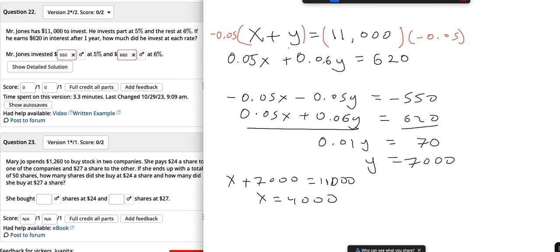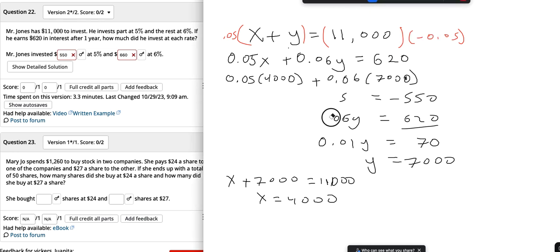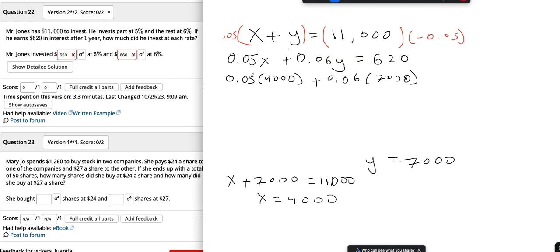So what this equation right here is doing, and if you have a calculator handy, do this with me: we're taking 5% of the 4,000 and then 6% of the 7,000. I'm going to erase this stuff and give myself a little more room. If I put those two answers in, let me show you what happens. So 5% of 4,000, that's $200.